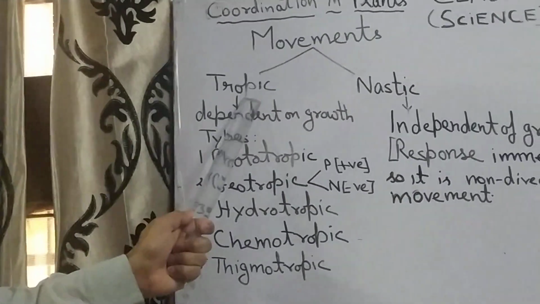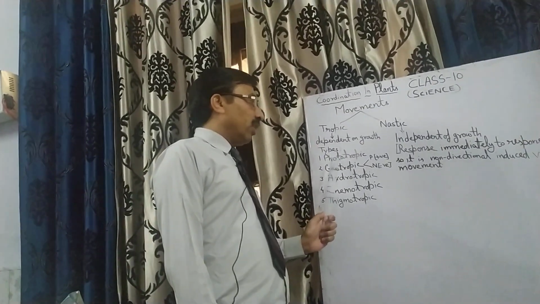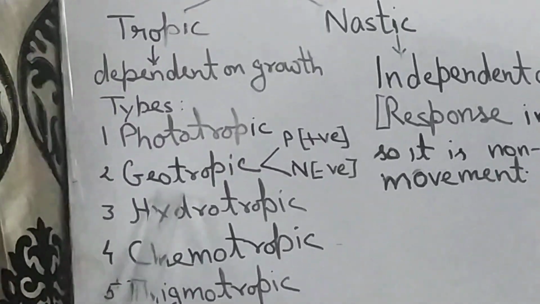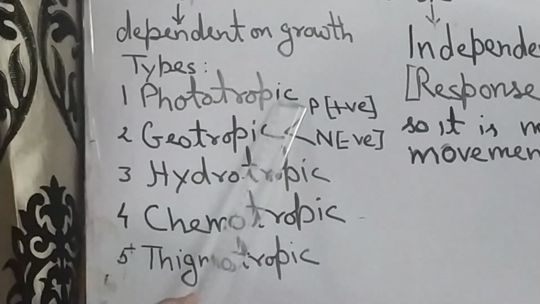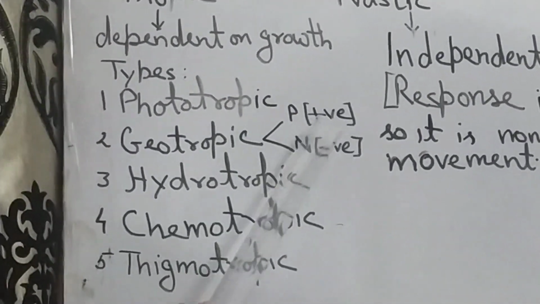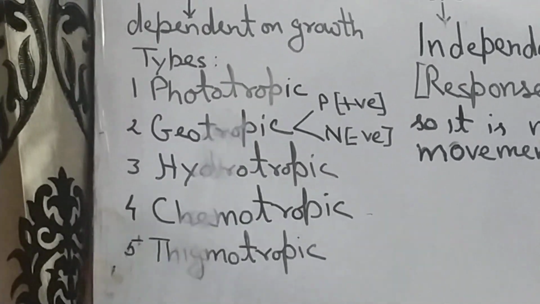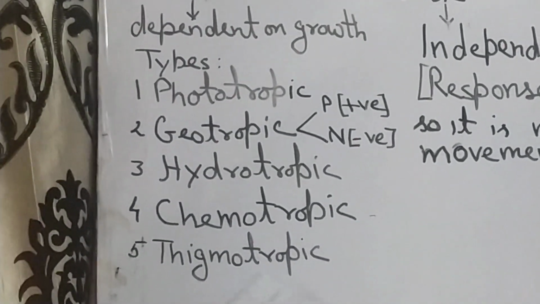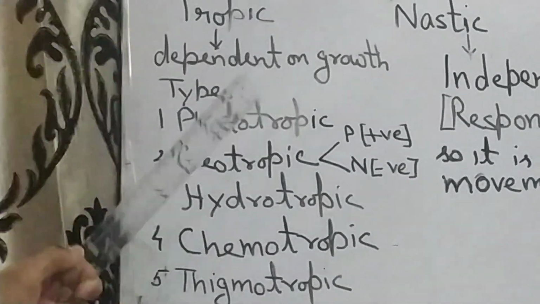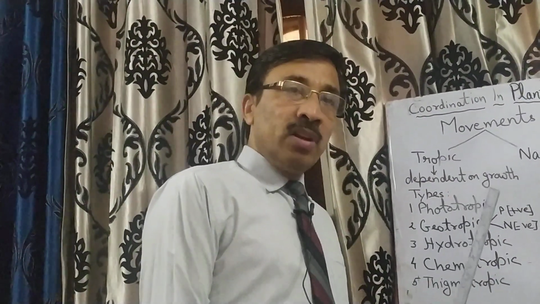Now, there are different types of tropic movements. As I said, they are dependent on growth. Different types of tropic movements are: one is phototropic movement, another is geotropic movement. For geotropic movement, I have written here P and N. P means positive, N means negative geotropic movement. Then there is hydrotropic movement, then chemotropic movement, and the last one is thigmotropic movement.